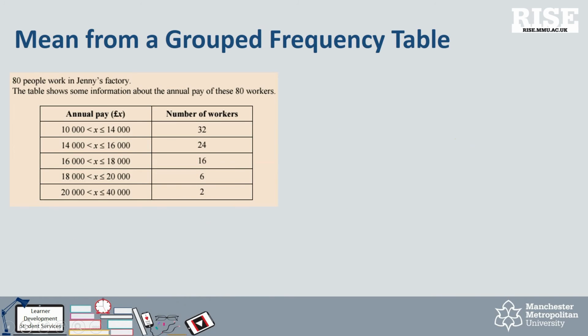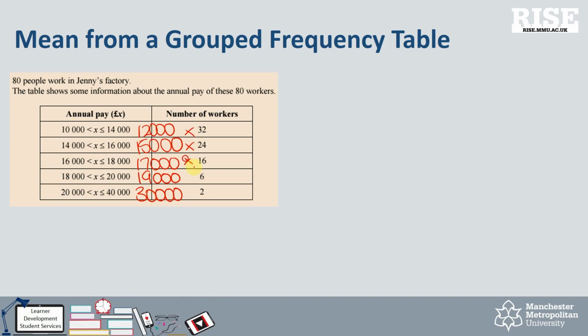Let's try another one. Here I have 80 people's salaries that work in Jenny's factory. I want to find the mean average of the salaries paid to these 80 workers. So find the midpoints. The midpoint between 10,000 and 14,000 is 12,000. The midpoint between 14,000 and 16,000 is 15,000, and so on. Do pay close attention to these groups because some of them do change. They don't always follow the same pattern.